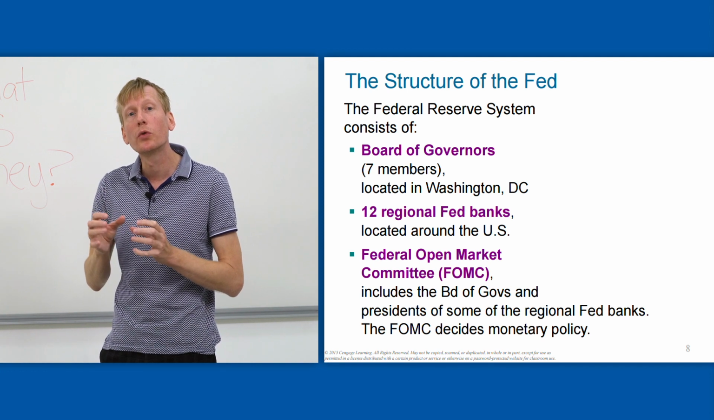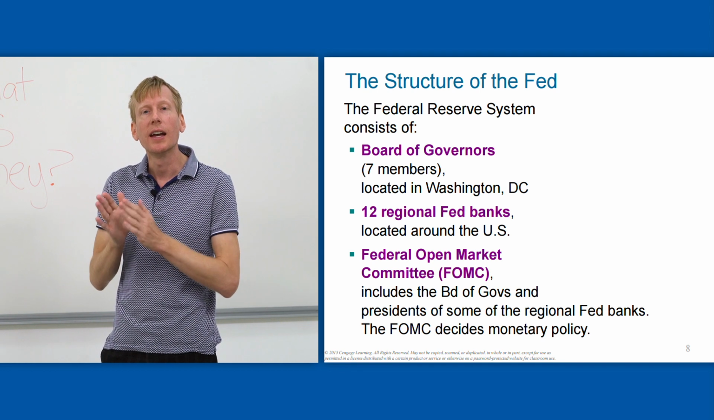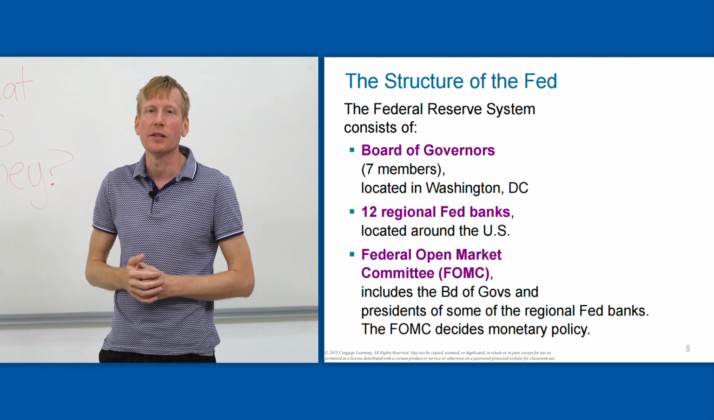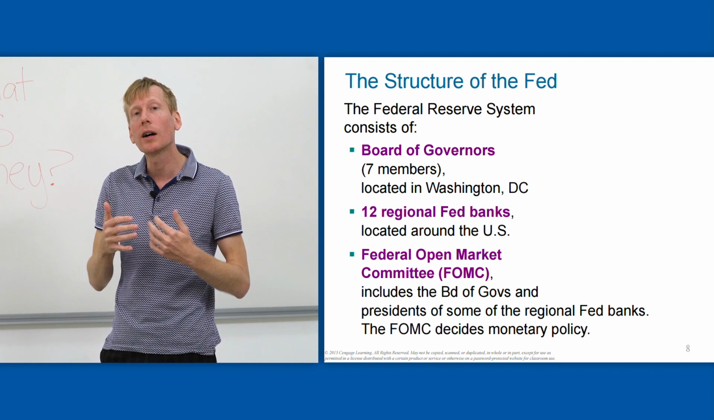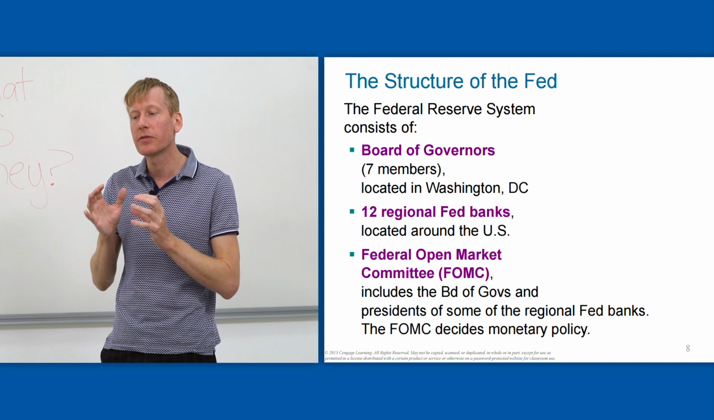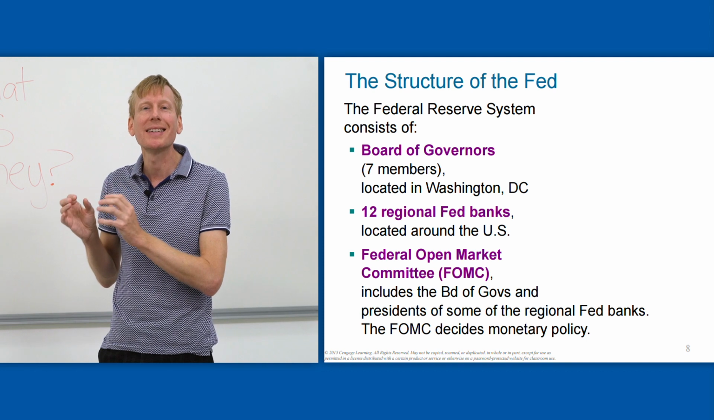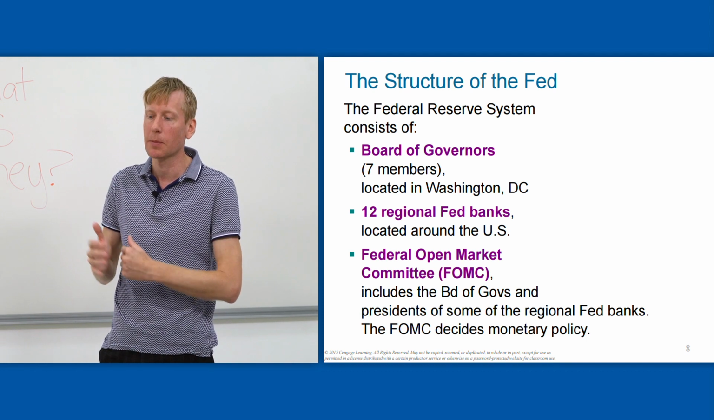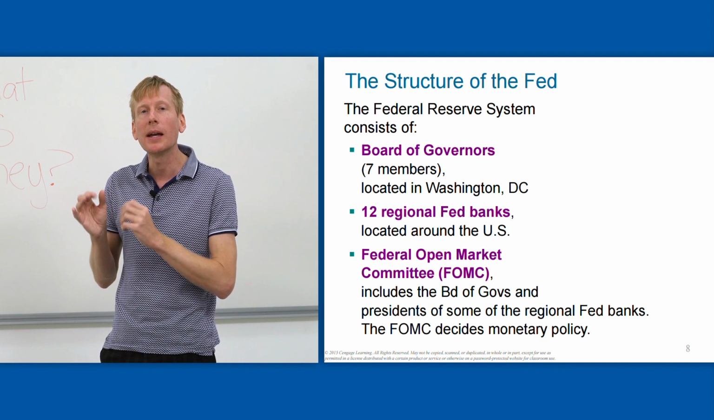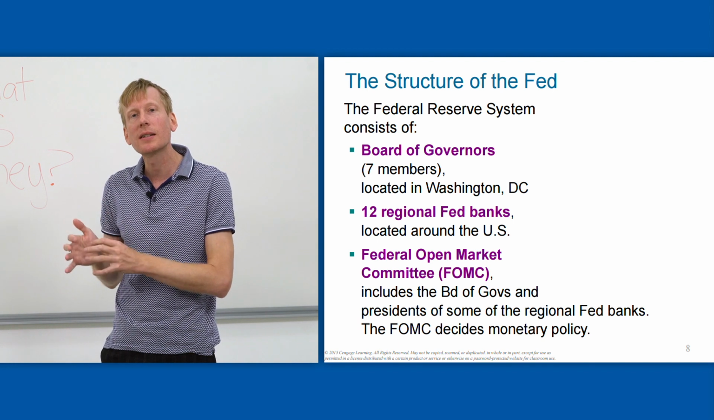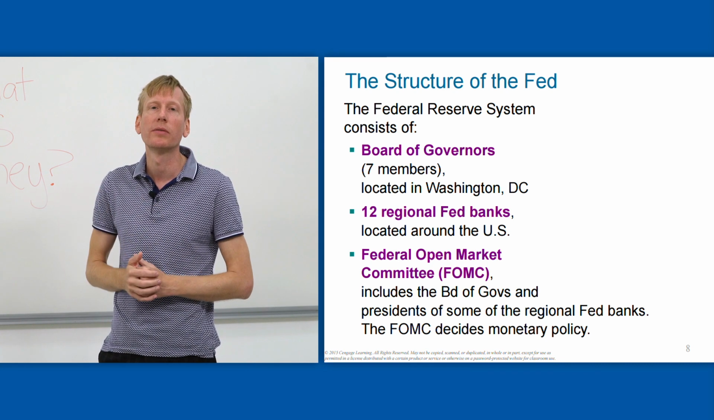They also have 12 regional Federal Reserve banks spread around the United States, in addition to that one central Federal Reserve Bank. These 12 regional Federal Reserve banks all have their own governors, and they participate on the Federal Open Market Committee, or FOMC, which is what meets to decide on policies to regulate the money supply. The Federal Open Market Committee includes the Board of Governors of the main Federal Reserve and also the presidents of regional Federal Reserve banks. So there are more people on that committee than there are on the Board of Governors.